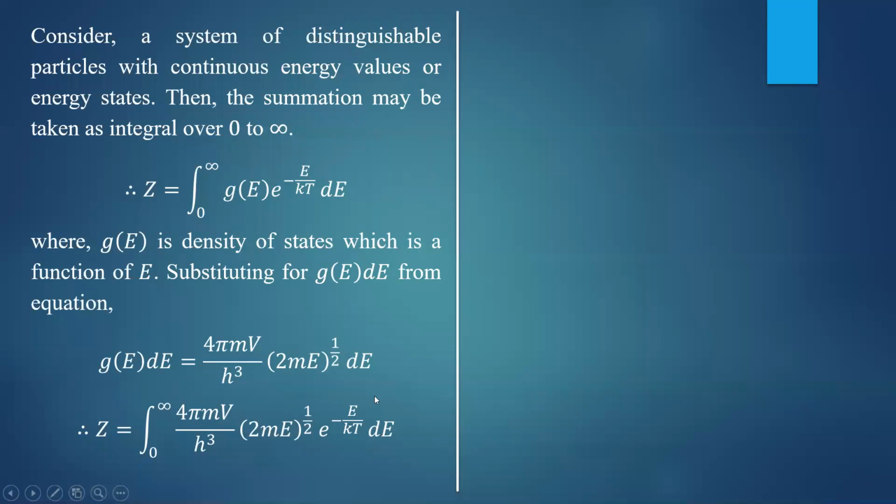Next, you can take out the constant terms. Take all the constant terms out. You will get z is equal to 4 pi mv divided by h cube into 2m to the power half into integration of e to the power half into e to the power minus e by kt with respect to d of e. Okay. So then you substitute. You try to make this a gamma function.